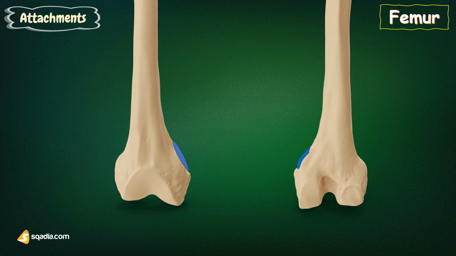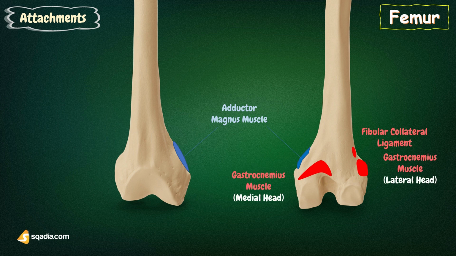On the distal region, we have two epicondyles, the lateral epicondyle and the medial epicondyle. On the lateral side, we have the attachment of the fibular collateral ligament of the knee on the supracondylar line. On the medial side, we have two attachment heads for gastrocnemius muscles, and this is the main calf muscle that runs down to the Achilles tendon, helping in the flexion of the knee and foot.